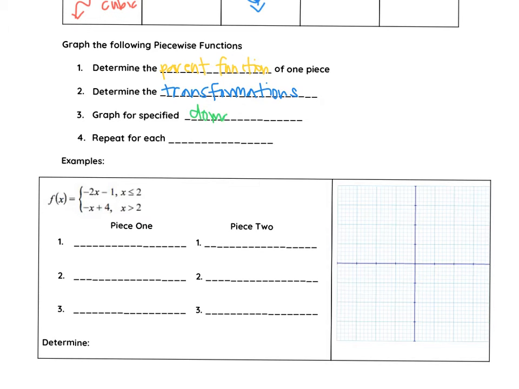So we're not going to graph on the entire domain of that function. It's just whatever the piecewise function says I'm supposed to graph at. And then the last step is just to repeat for each piece.